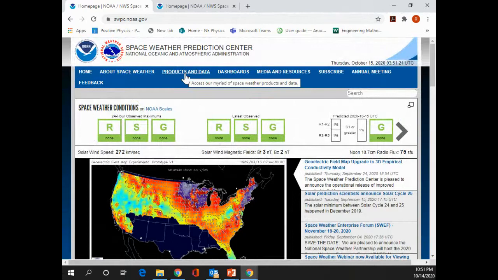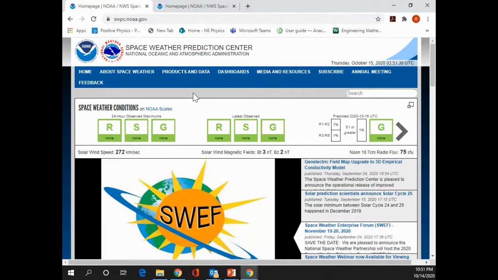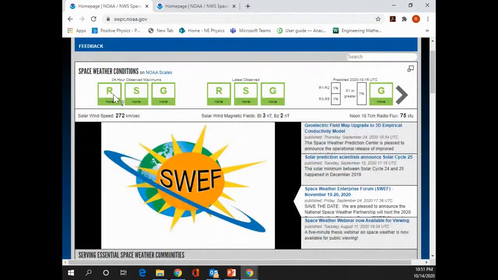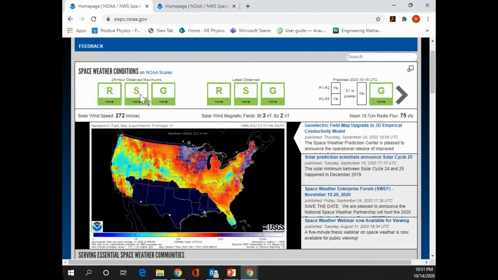Now, up at the top, there's products and data. You get all these pretty graphics that I've been showing you in class. It's also got educational information about what is space weather, what are the space weather criteria, what are the storm criteria, et cetera. Over the last 24 hours, what are you seeing? And if there are storms, this would be a 1, 2, 3 or something to indicate it's R1, R2, or whatever, S1, S2, G1, G2. So this is geomagnetic storms. This is radiation storms, and then the R is radio blackouts.